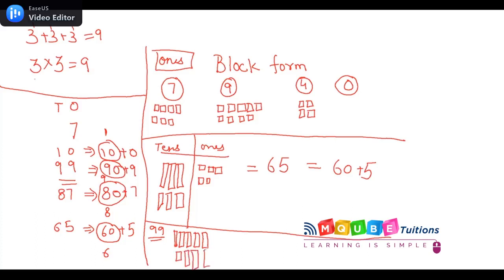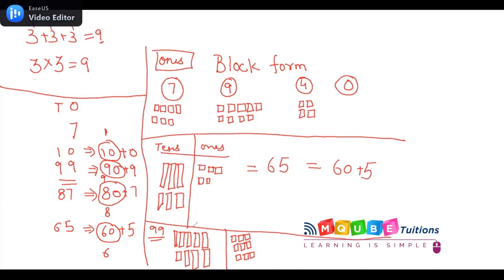Exactly. Wonderful. So after drawing 9 tens, how many ones should I draw? You should draw 9 ones. Very good. So can I write here 1, 2, 3, 4, 5, 6, 7, 8, 9. I told you 3 plus 3 plus 3 equals 9. Exactly. That's why I have referred to your answer, your suggestion.